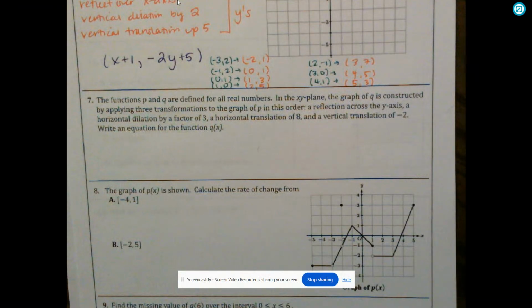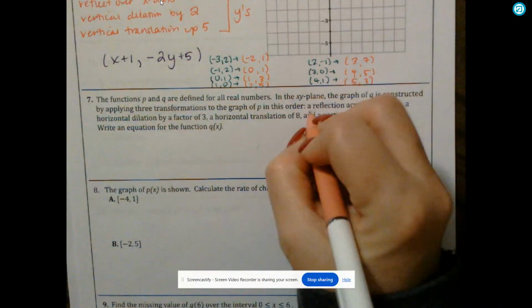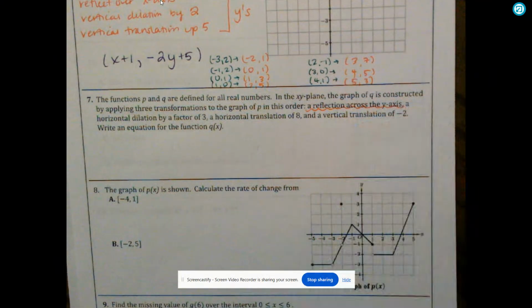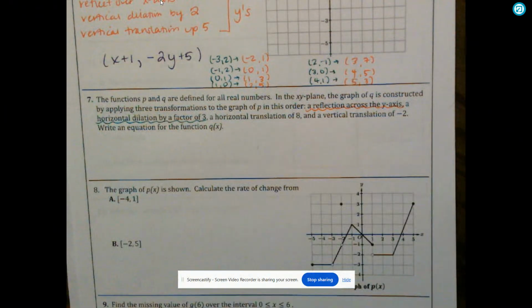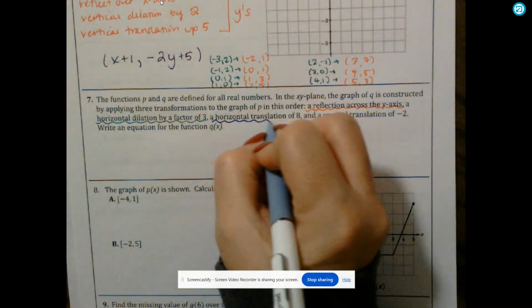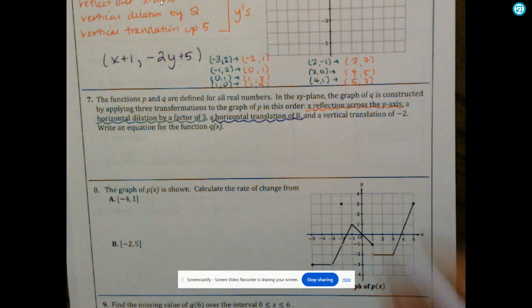All right, the functions P and Q are defined for all real numbers in the xy plane. The graph of Q is constructed by applying 3 transformations to the graph of P in this order: a reflection across the y-axis, a horizontal dilation by a factor of 3, a horizontal translation of 8, and a vertical translation of -2. So we got a reflection across the y-axis, horizontal dilation by a factor of 3, horizontal translation of 8, and a vertical translation of -2.